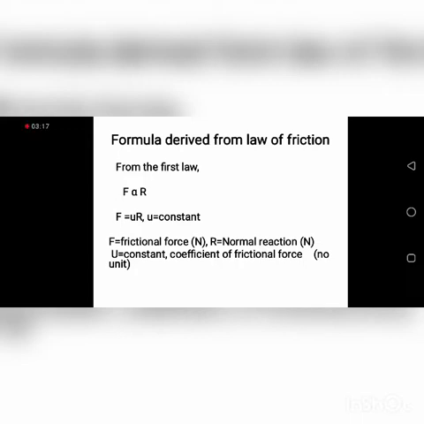From the first law, frictional force is proportional to normal reaction. The F there is the frictional force, while the R, capital letter R, is the normal reaction. And the sign between them is the proportionality sign. Remember in mathematics, if you are to remove the proportionality sign, you introduce two things: the equality sign and the constant. The constant in this case is called the coefficient of friction. F is in Newton, the normal reaction is in Newton, while the constant, the coefficient of friction, has no unit.